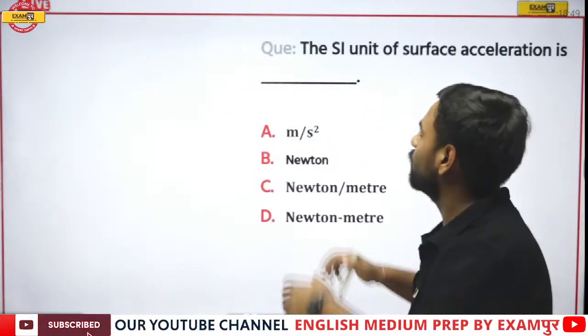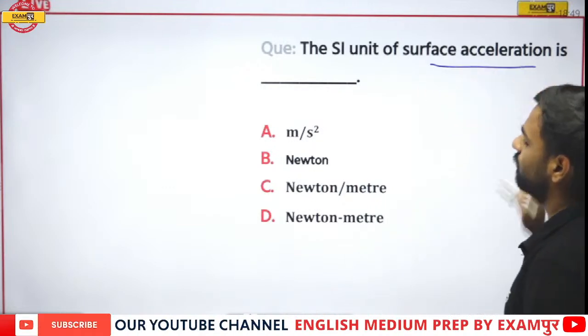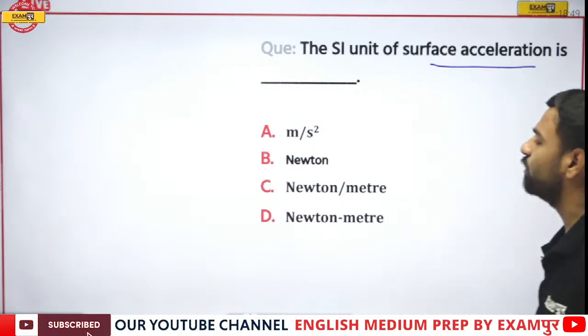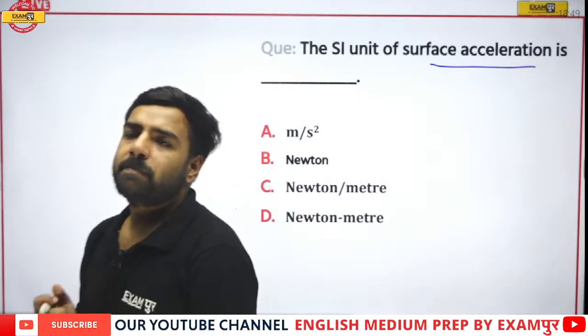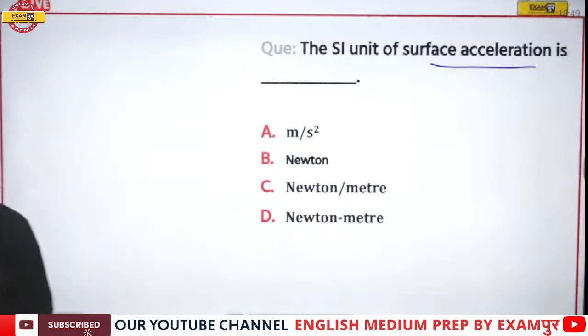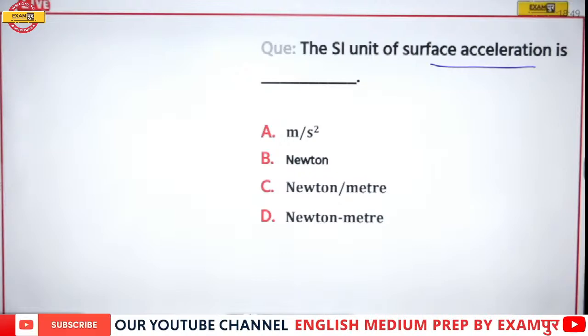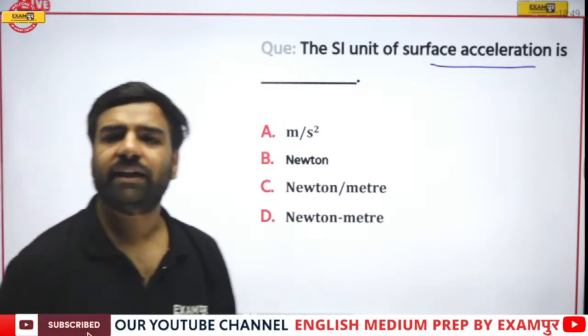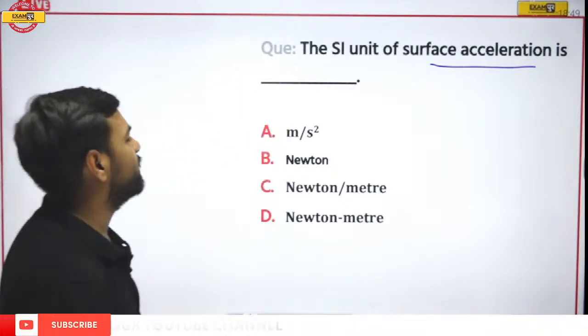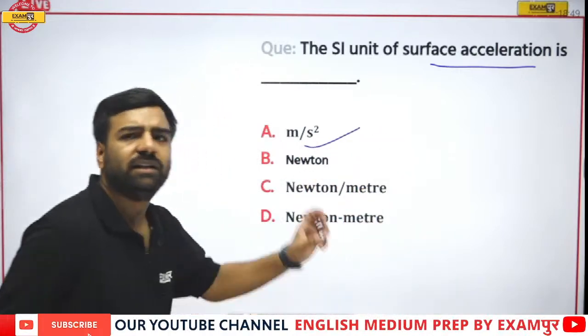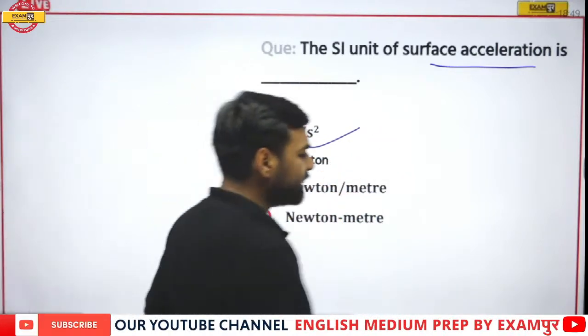No issues. So I'm talking about the SI unit of surface acceleration here. What would be the answer? Will it be meter per second square, Newton, Newton per meter, or Newton meter? What is going to be the correct one? I guess I'm getting your comments quite late, so I'll directly tell you. If I'm talking about the unit of surface acceleration, it is meter per second square. You can directly relate it with the acceleration part, correct? So yes, meter per second square is the correct one.